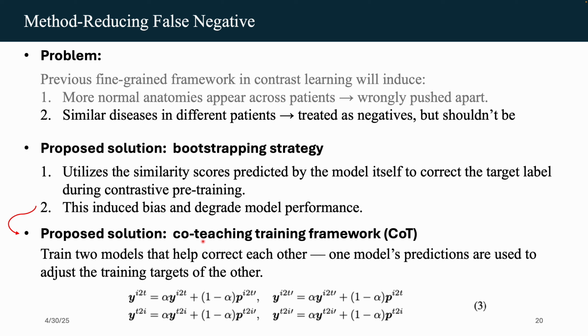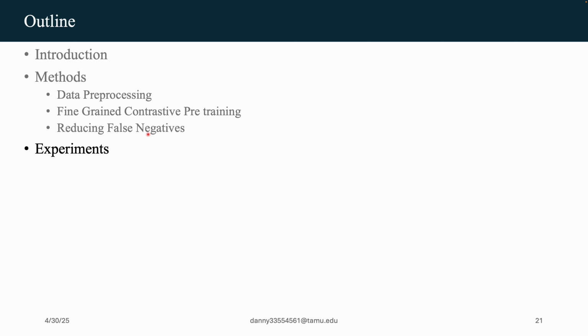This method is called the teacher-student training framework. So we will train two models that help correct each other, and one model's predictions are used to adjust the training targets of the other, like this formula, and this alpha is a tunable hyperparameter. Okay, so those are the details of the methods in this paper.